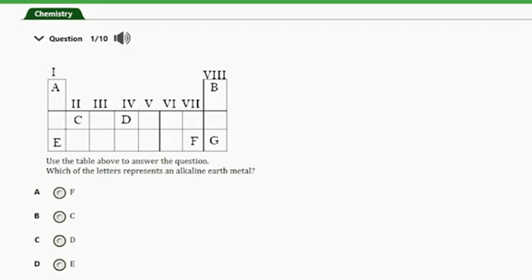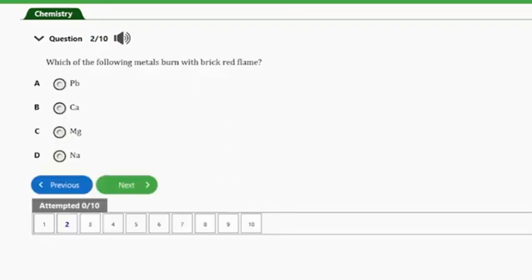So guys, without having to figure out much, we already know that the alkaline earth metals are the group 2 elements. So guys, the letter C here will be the alkaline earth metal, and that's option B in these options. So let's quickly go ahead and check out the next question.